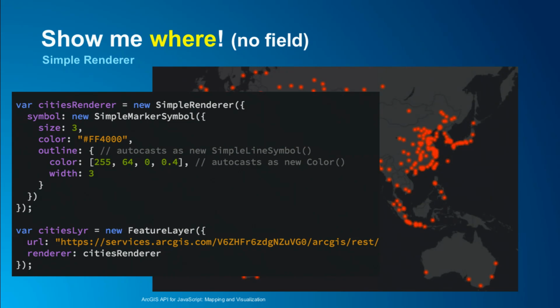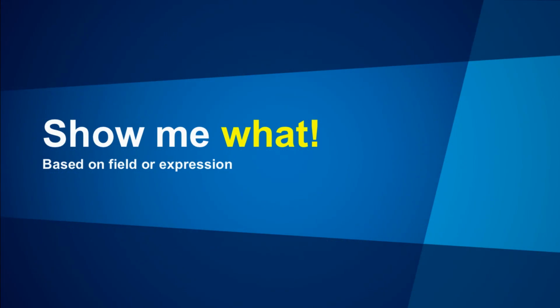And so if you're familiar with the 3x API, you might have to import simple line symbol for the outline and simple marker symbol for the symbol and color. You don't have to do that in 4x because we autocast those objects, and that's what's really nice about this API. It makes it really clean and simple to set a color and outlines on these symbols.